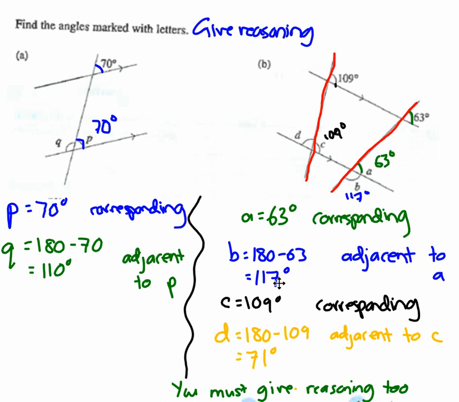Put the degree sign on the final answer. Some people are forgetting to put the degree sign on the final answer. Don't put it in the working out, or else the degree sign gets mistaken for a 0. Give your reasoning, always give your reasoning. So corresponding here, adjacent to P, corresponding, adjacent to A, corresponding, adjacent to C. You must give reasoning too.